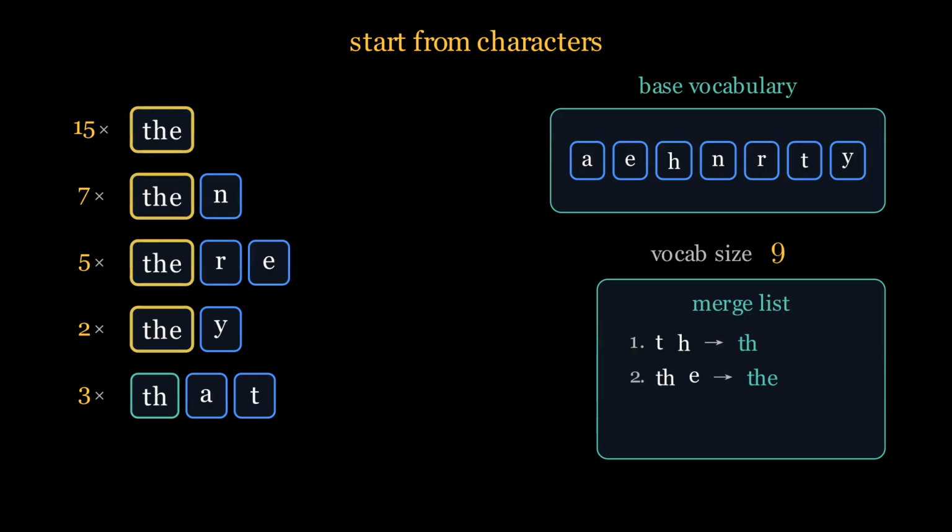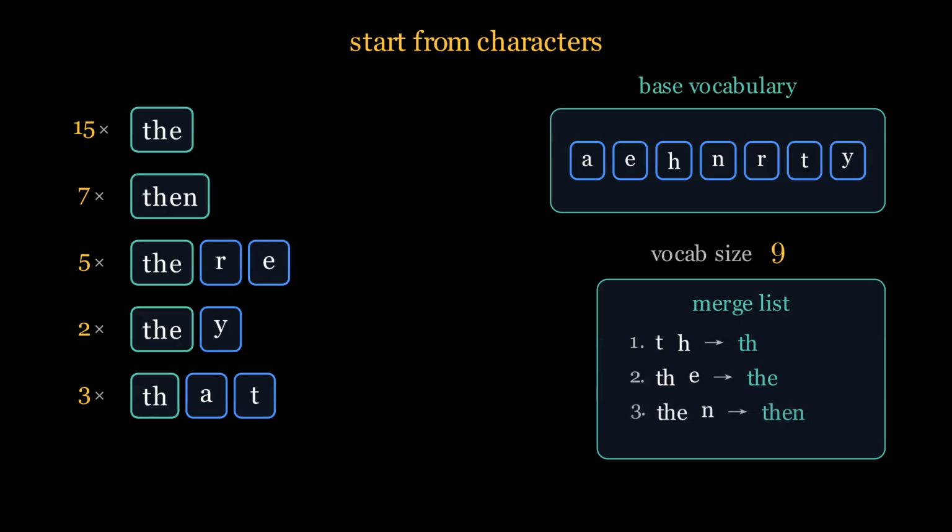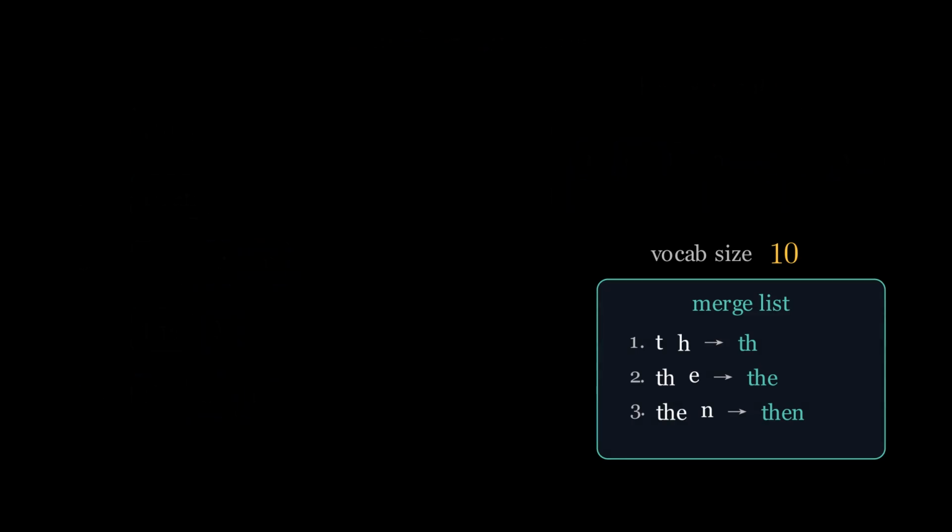Round 3. The most frequent pair now is "the" followed by N, 7 times, so it fuses into the whole word "then". Watch one of those shared pieces get swallowed into a bigger token. 3 merges in, and our field of single characters has collapsed into a handful of fat, reusable tokens. So what did training actually produce? Not a neural network, not magic.